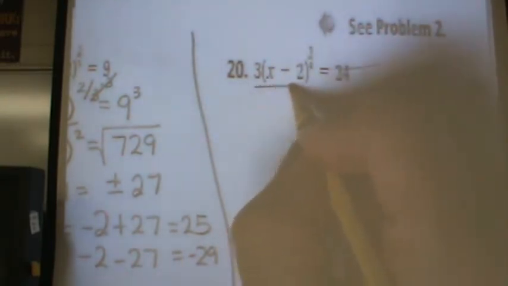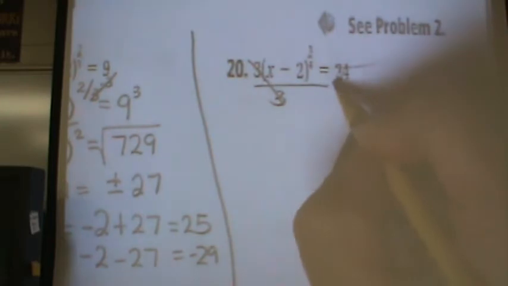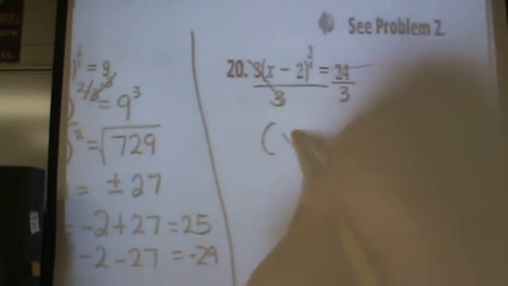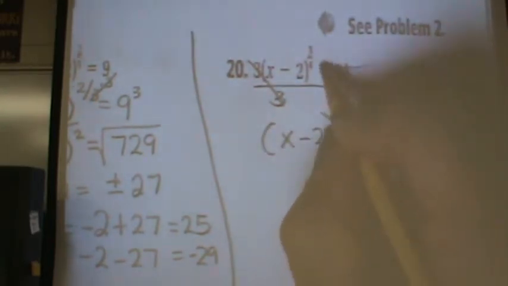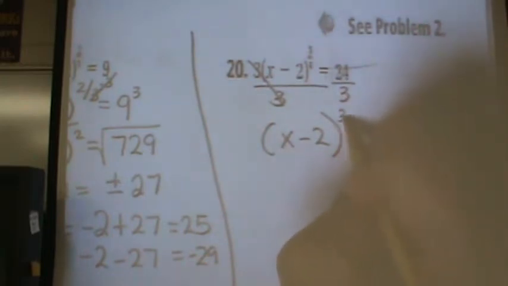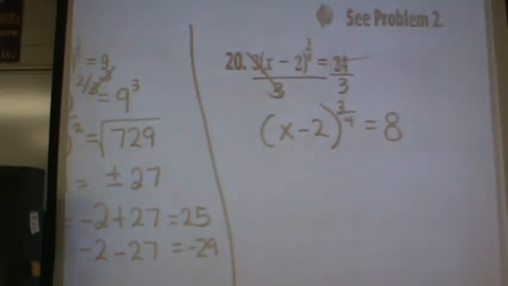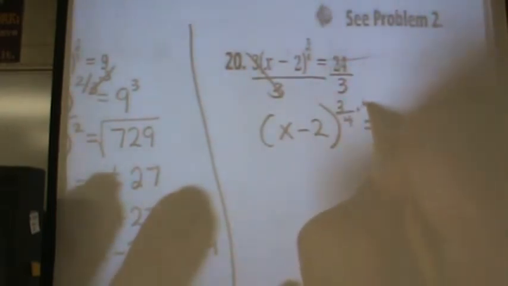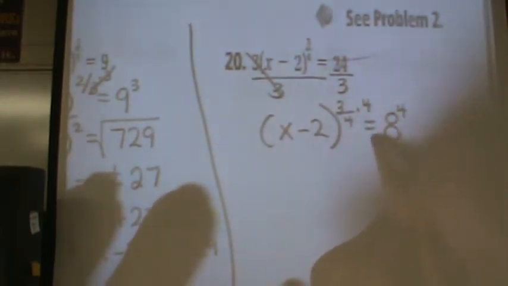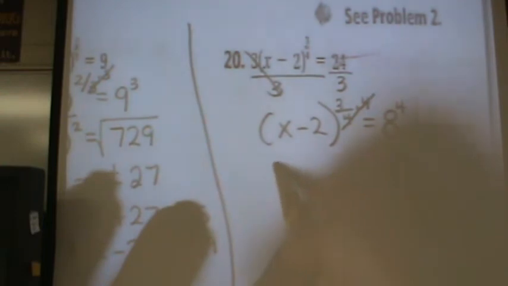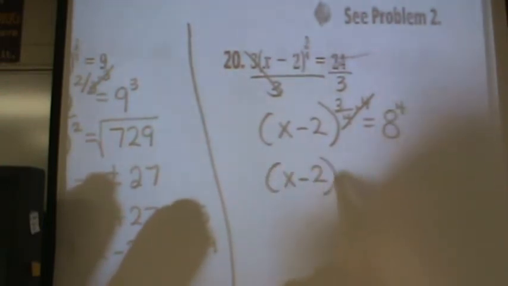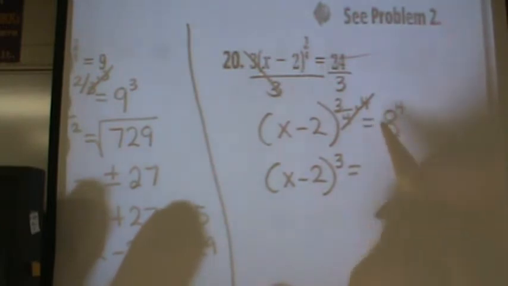What should I do on number 20? Divided by 3. Wow. 4,096. You get x minus 2 raised to the 3/4 power. Now, what are you gonna do to both sides? Raise that to the what power? 4. Does it mean multiply both sides by 4? No. No way. What is 8 to the 4th power? 4,096.